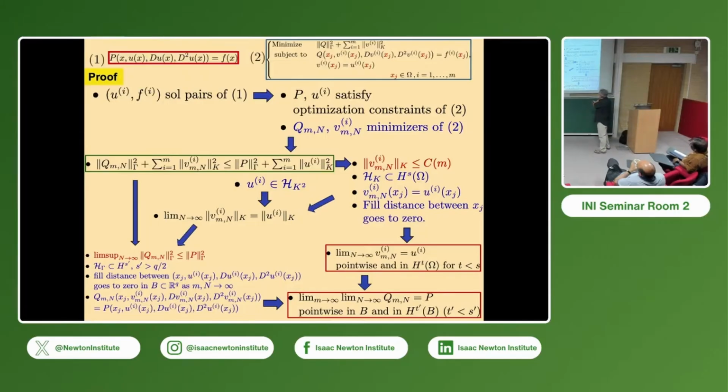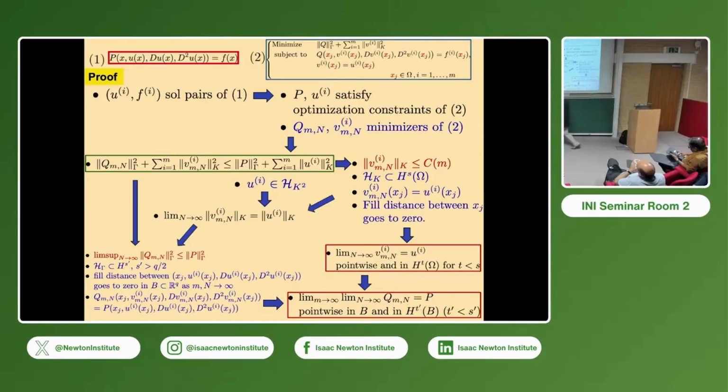Now, because the UIs are slightly more regular than just belonging to the RKHS space induced by the kernel K, we also have convergence in RKHS norm, right? So this is why I needed this additional regularity. And because we have our convergence in RKHS norm, I get that as N goes to infinity, the RKHS norm of our approximate of P remains uniformly bounded in M, the number of source solution pairs, by the RKHS norm of P, okay? And then the rest is again classical, right?